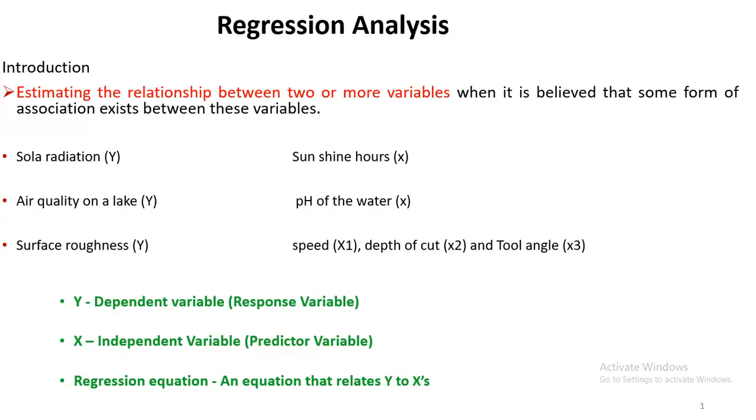output we measure, is usually denoted using the letter Y, and this is the response variable or the dependent variable. The independent variables are the predictor variables. We denote them using X, and if there is more than one such variable, we use X1, X2, X3, and so on and so forth. If we can come up with an equation that relates all these X's to Y, then we call that a regression equation.